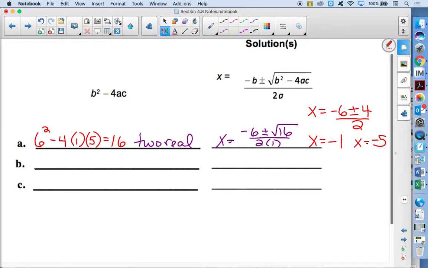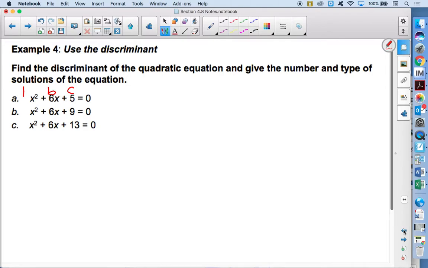Those are the x-intercepts. That's where the graph crosses the x-axis, or when y is 0. So these are my two x values for the equation. So we either solved it or we found the x-intercepts, depending which way you want to think about it. If you look at the second problem, it's x squared plus 6x plus 9. See if you can find the discriminant, and then use that discriminant to find the solutions.